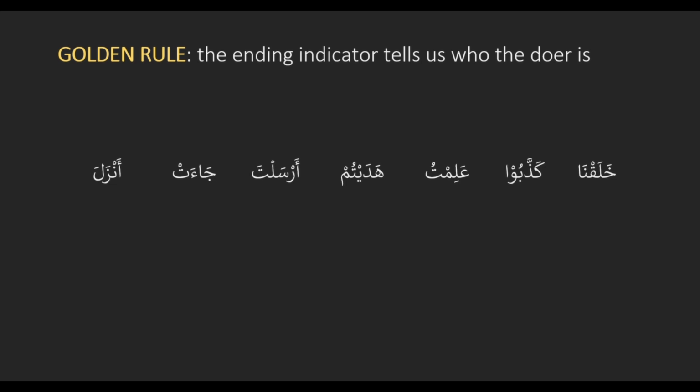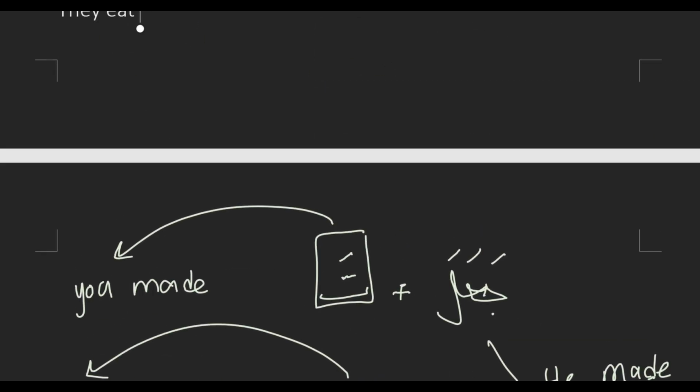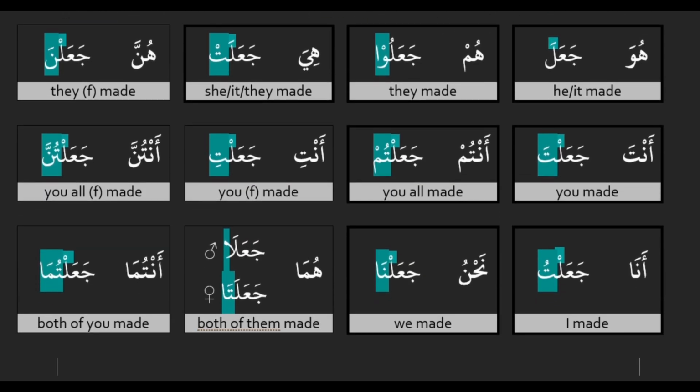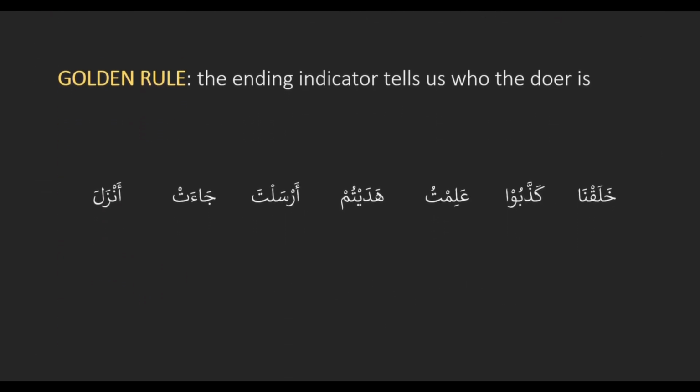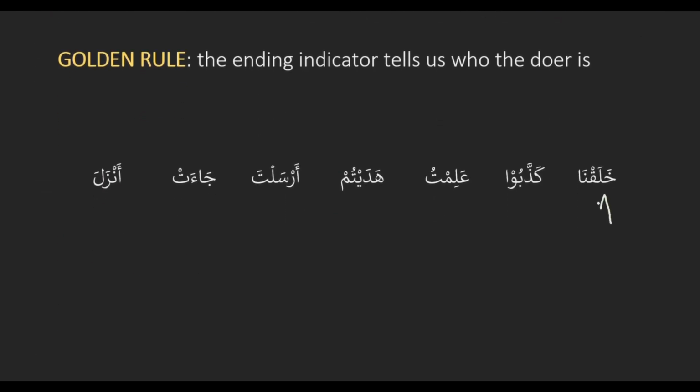خلقنا. Okay, so my ending indicator is the na. Which one, we can go back and look at our chart, which one had a na on it? We. Oh, it's the sukun and the na. It is the sukun and the na. Same thing here, نحن خلقنا. So the embedded doer in خلقنا is We, نحن. Good. And now you're looking at the chart, but eventually it should be automatic.